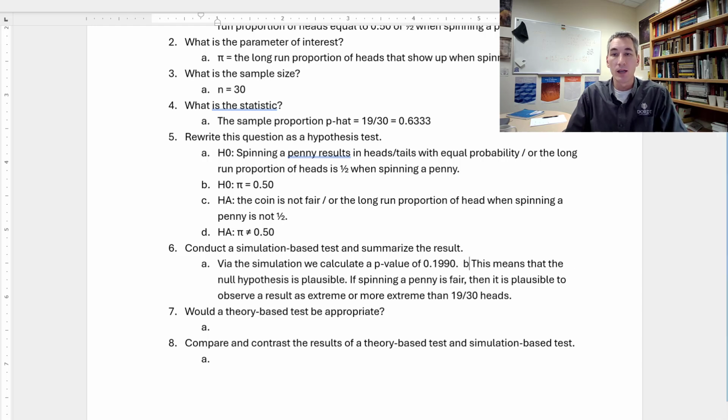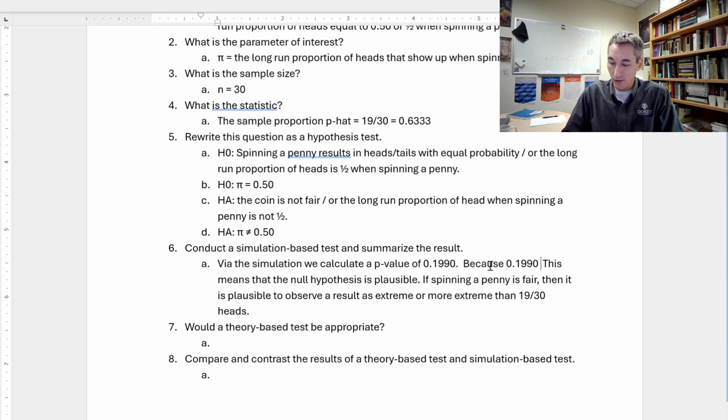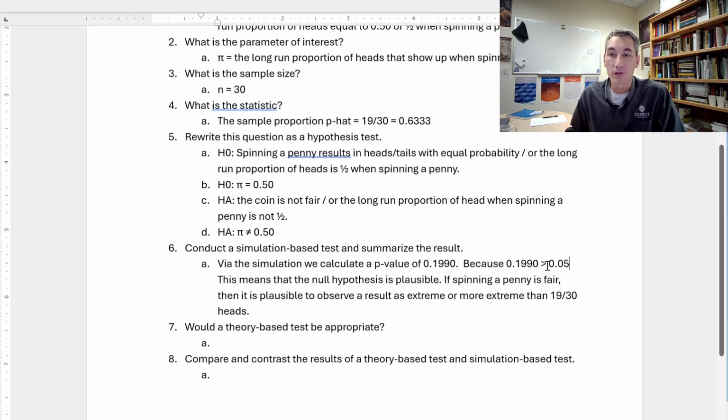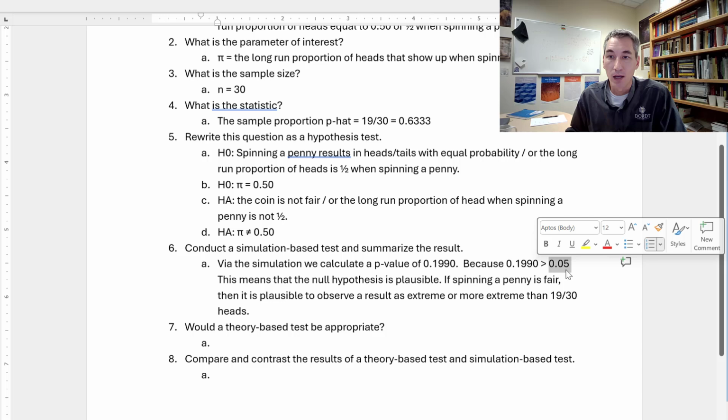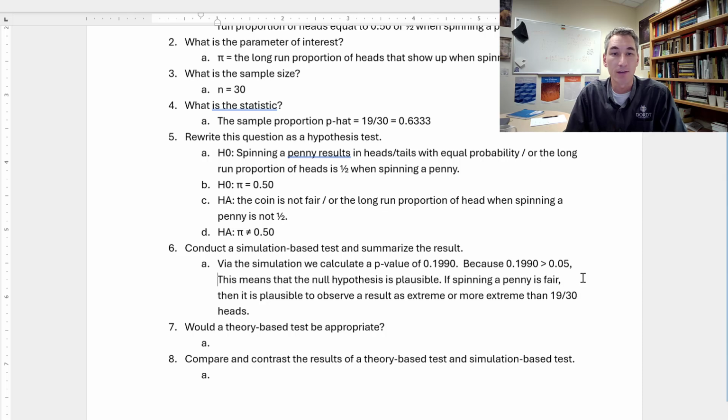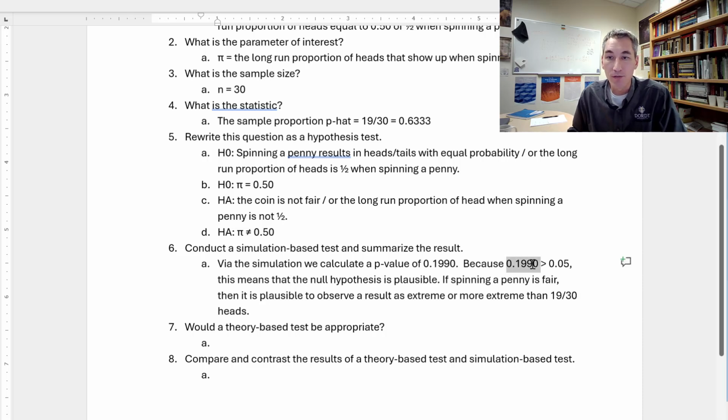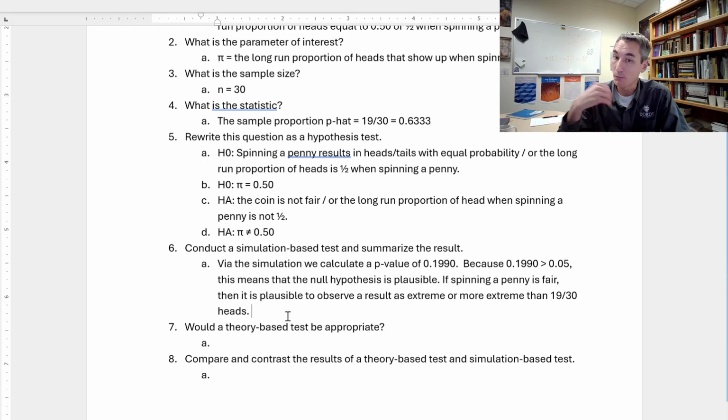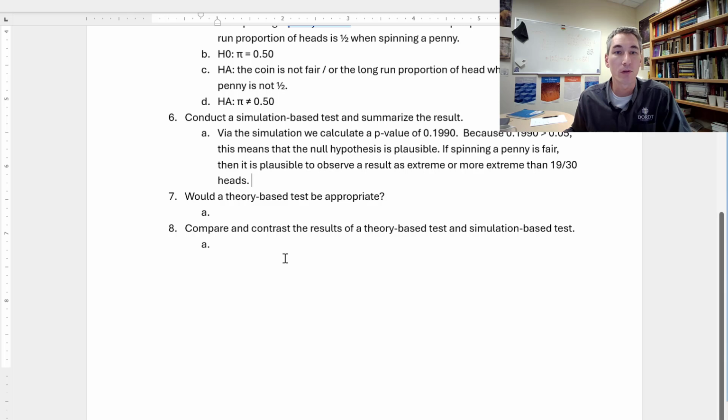So we're citing the p-value. We might want to say, because 0.1990 is greater than 0.05, which is sort of our typical cutoff for having strong evidence. So because this is greater than that, I like to cite the p-value and cite the cutoff that we are observing. Okay, so that's the kind of result that we might state. It's plausible that the penny is fair. I didn't prove that the penny is fair, but it is certainly plausible that it is.